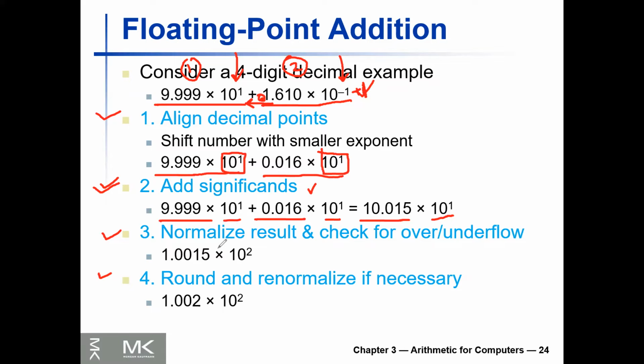After that, the third step is to normalize the result and check for overflow or underflow. So here we check whether we are representing it this way. It is not normalized because the decimal has to be shifted to after the first digit. So we will be shifting this decimal towards the right. And I said when you are shifting the decimal, the power will increase positively, like that.